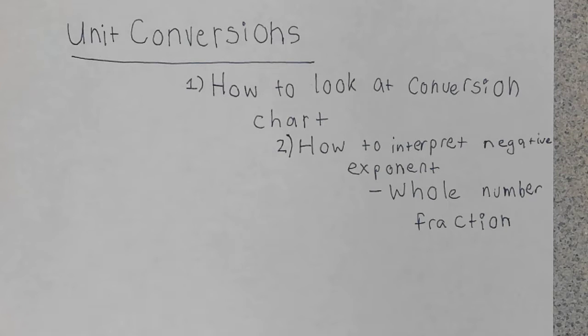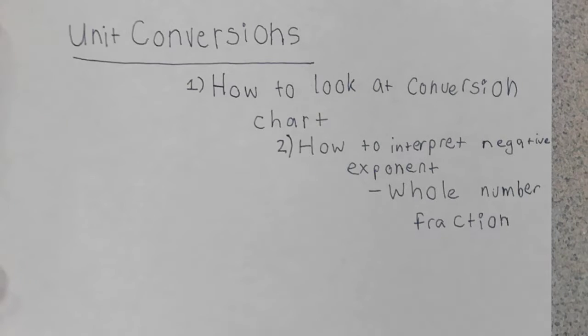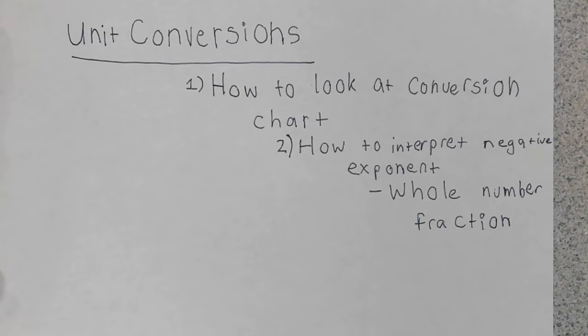One main skill is how to look at a conversion chart. But we're also going to have to recall how to interpret negative exponents. And in order to do that, we're going to have to understand how to create a fraction out of a whole number. So I'm going to start what I call part one, which is learning how to interpret negative exponents.